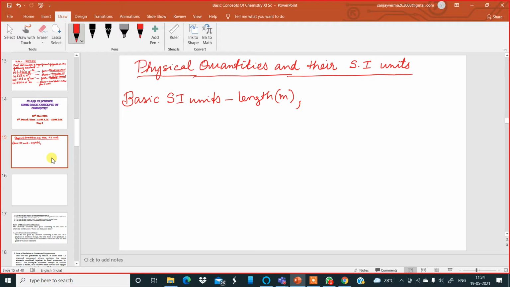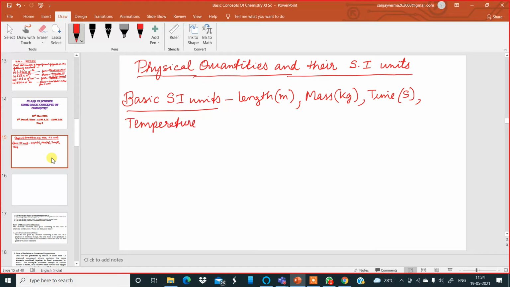First one is length. The other one is mass. Its SI unit is kilogram, kg. Then there is time. Its SI unit is second. The next one is temperature.